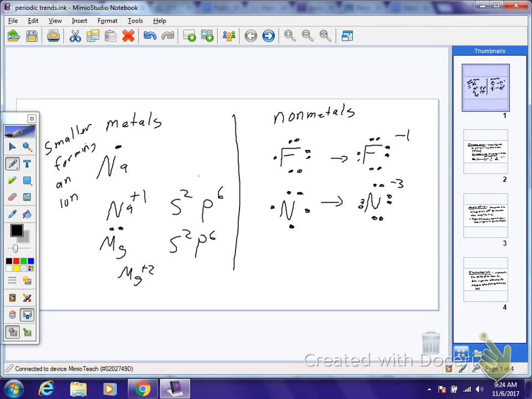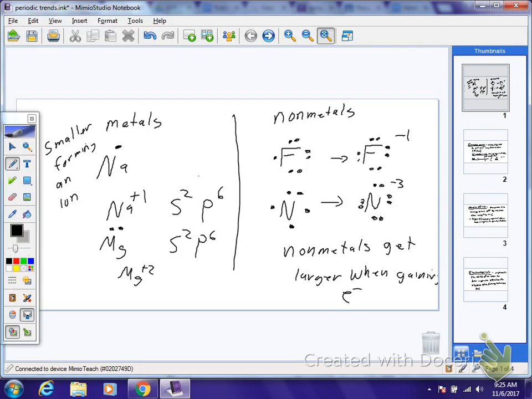What I haven't shared with you here, but nonmetals will gain an electron, and where metals get smaller, nonmetals get larger when they gain electrons. Okay? And the reason why is pretty easy to realize. Now what you're doing is you're creating more negatives in the same space. And we know that they want to repel.